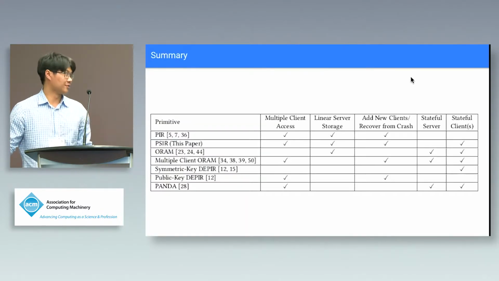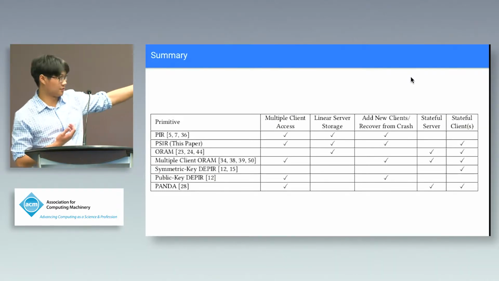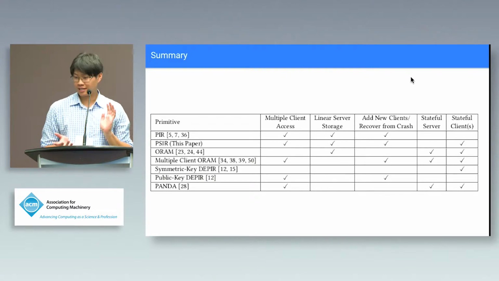All right, so this is a summary of what I just described, all these properties. You can get into it more, but you can see that the top two, one is PIR and one is PSIR, which is this paper. And the only difference is that the clients have state.